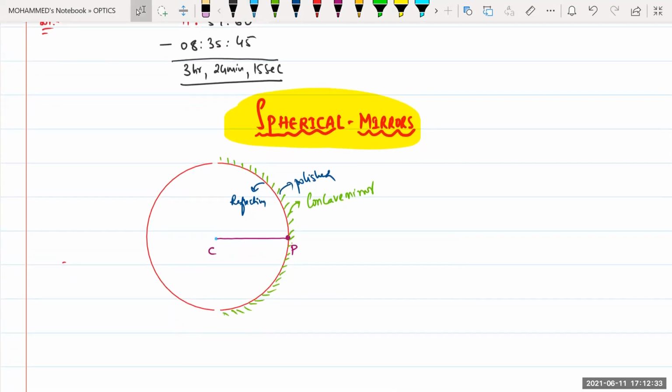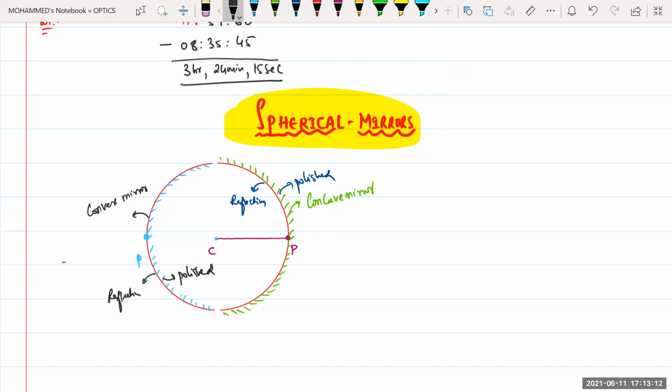Now if the outer surface is silvered, that is a concave mirror. If the inner surface is silvered, and this will be the pole of this mirror, beta. This will be P. Such a type of mirror is called what, beta? A convex mirror. Is it clear? So at that time, this side will be reflecting, and this one is known as the polished side.